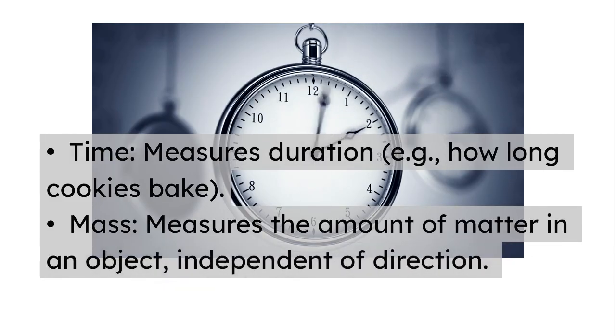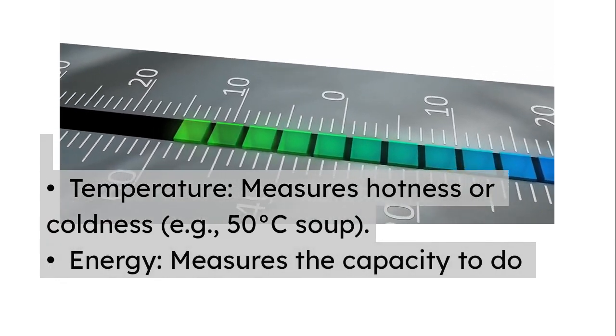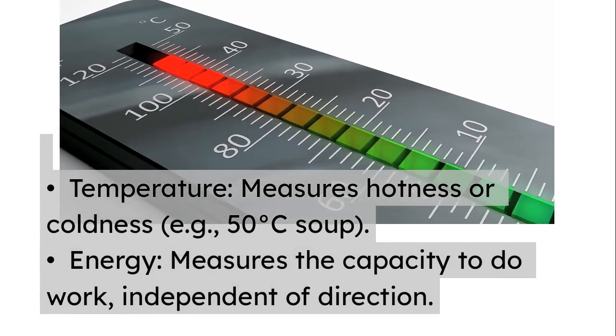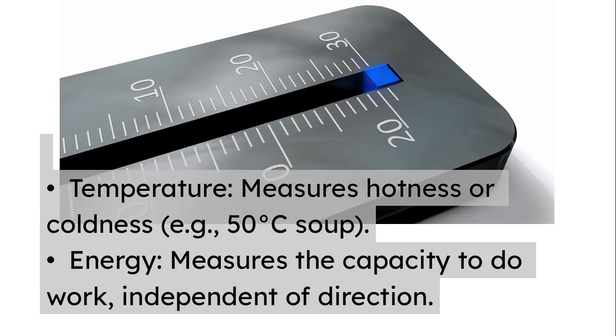Mass measures the amount of matter in an object, independent of direction. Temperature measures hotness or coldness, e.g., 50 degrees Celsius soup. Energy measures the capacity to do work, independent of direction.